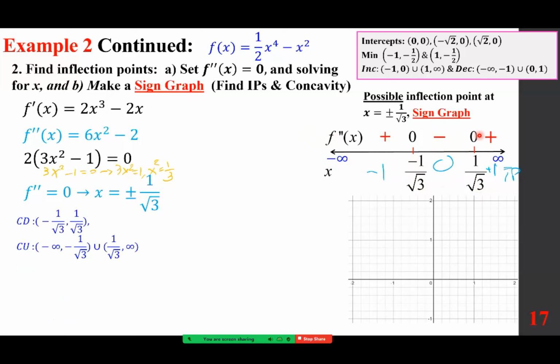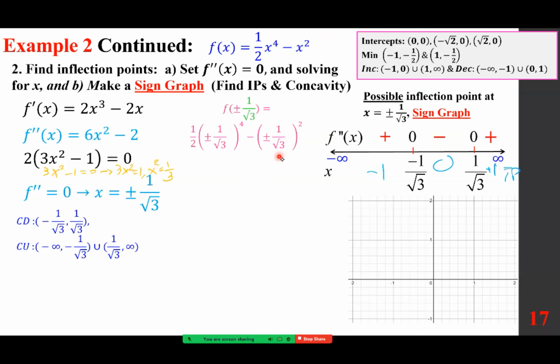At what point? These are the x coordinates. So plug it into the original function to find the y coordinates. And to do so, whether I put positive or negative makes no difference, because remember, this is an even function. Both of them have an even degree, and whether you have a negative or positive, it gives you the same.